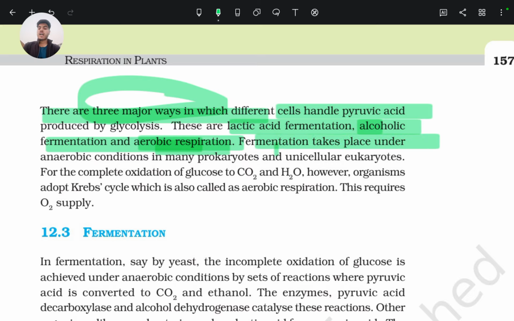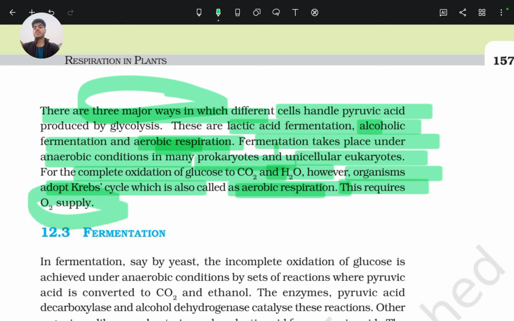Fermentation takes place under anaerobic conditions in many prokaryotes and unicellular eukaryotes. For the complete oxidation of glucose to carbon dioxide and H2O, however, organisms adopt the Krebs cycle, which is also called aerobic respiration. This requires oxygen supply. So for further breakdown, the Krebs cycle and link reaction pathway take place, which is only possible in the presence of oxygen.